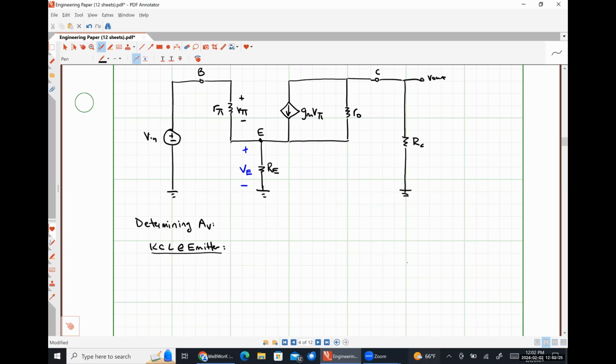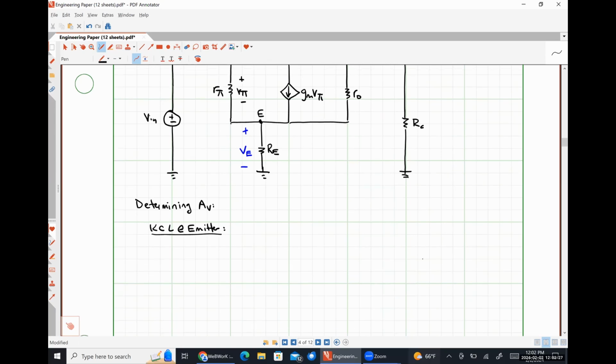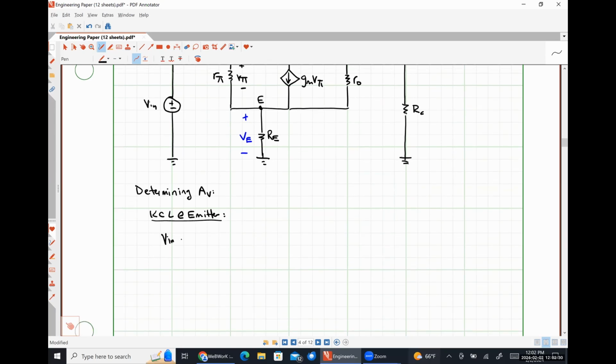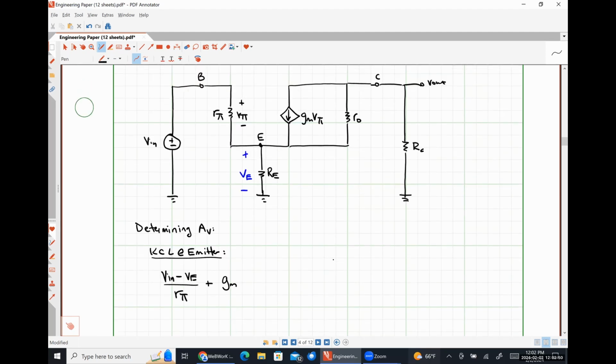Okay. So that's going to look like Vn minus VE divided by R pi plus GM V pi. Now, what's V pi? I think it's Vn minus VE by doing Kirchhoff's voltage law around that.